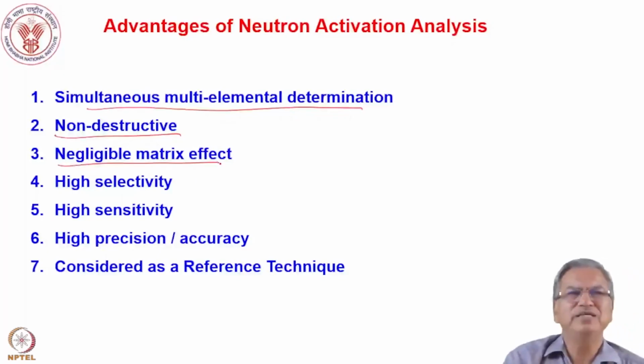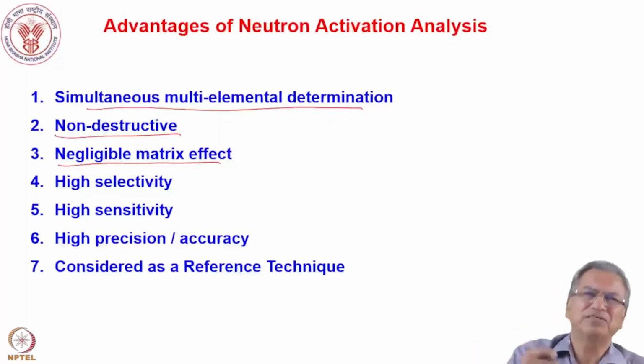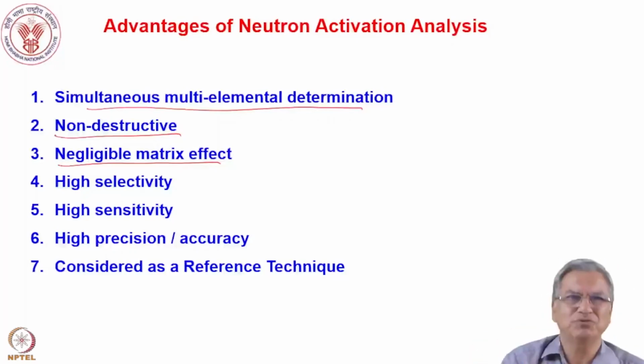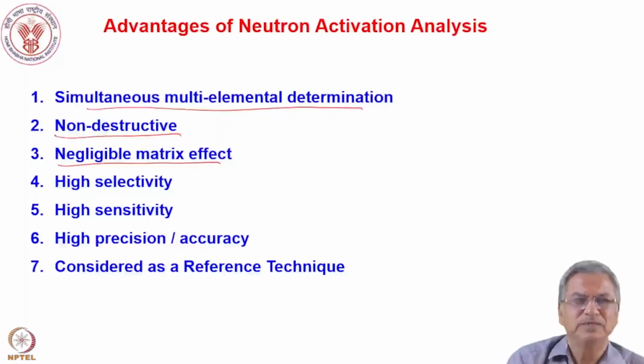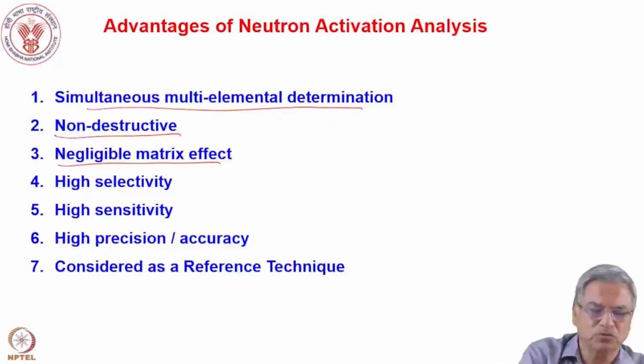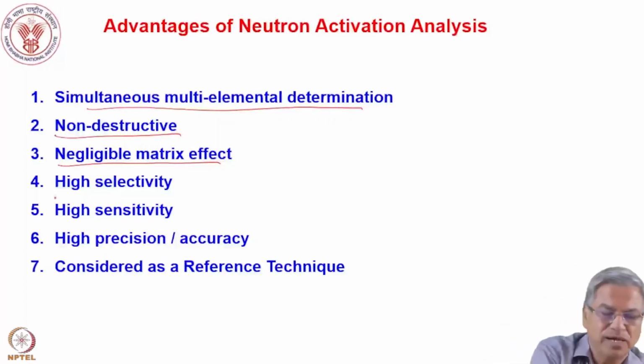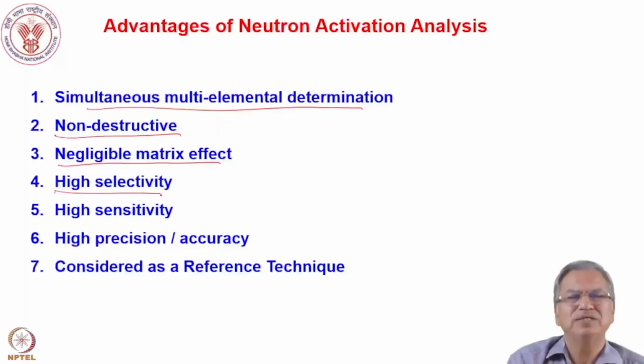Matrix effects are largely negligible. Suppose this is like interference. There are very few isolated cases where two elements will give the same gamma ray. Even if they give the same gamma ray, there may be different half-lives, so you can resolve them. So that way, matrix effects are negligible, unless you have an element which has a very high neutron absorption cross section, where the flux may get reduced. Highly selective, because the radioisotopes that are formed have distinct gamma rays. So it is distinct, and even if the gamma ray is the same, you have different half-lives.